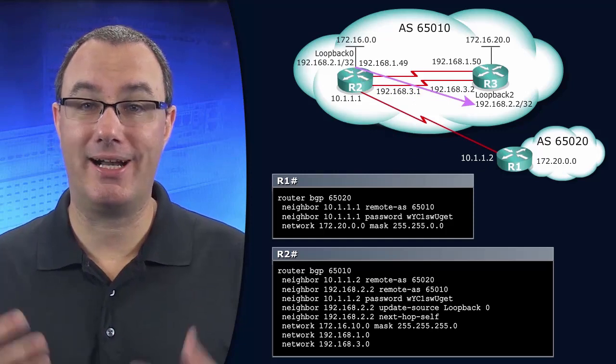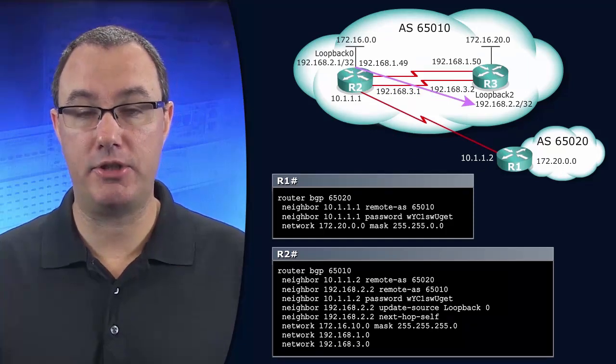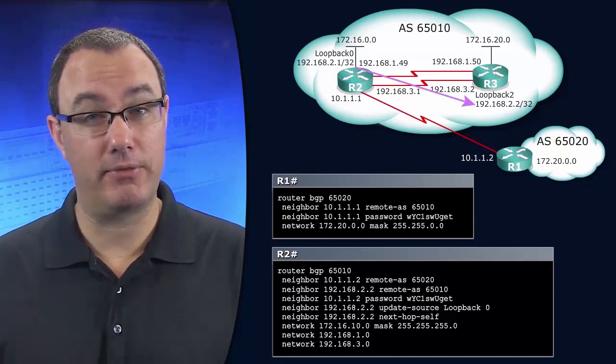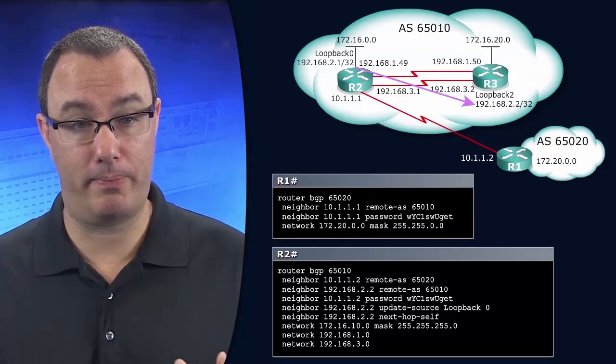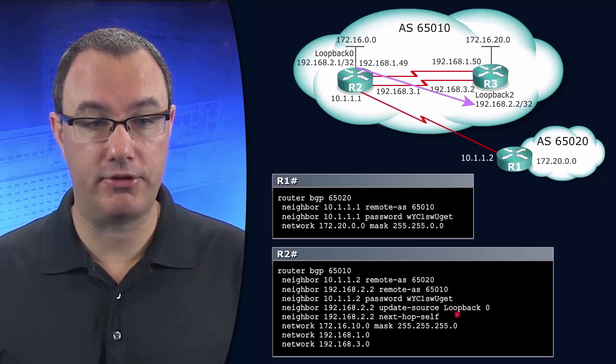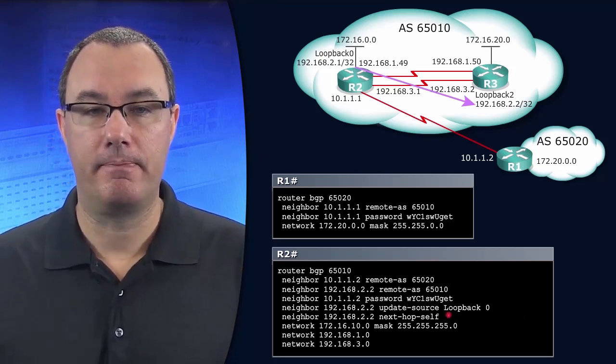Because when we're doing iBGP config, iBGP neighborships should really be pointing to their loopback, but we have to make sure we're coming from our loopback. So that's update source loopback 0. Next hop self. Why do we do that?